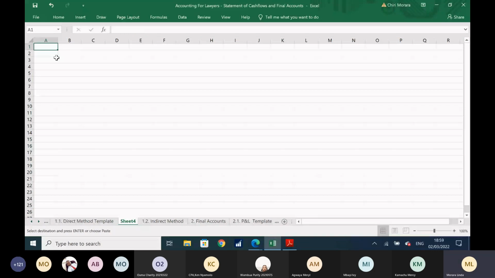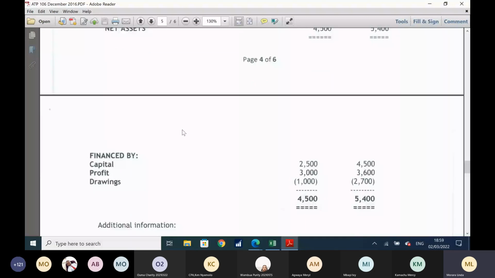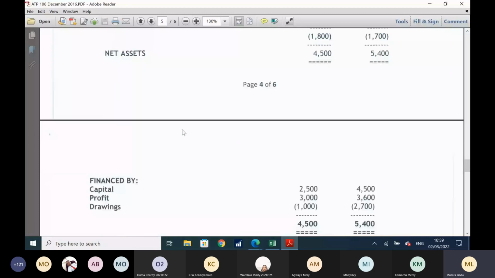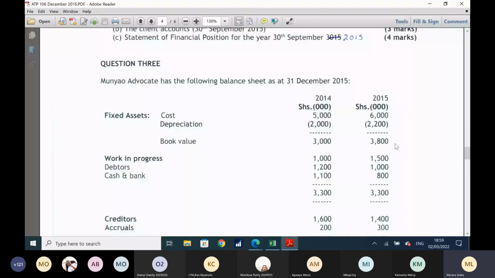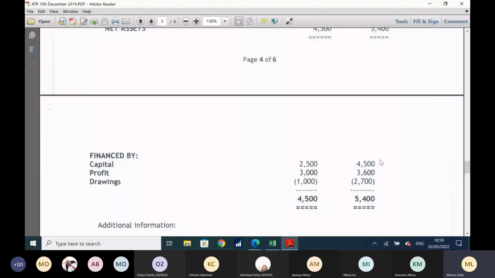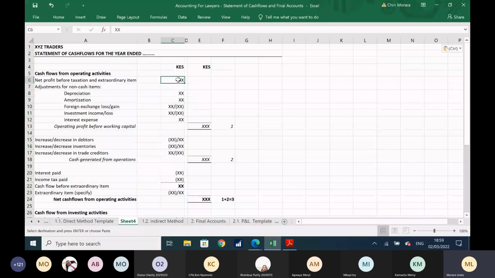Okay, so you will remember that when we did our balance sheet, our net profit was going to the retained earnings, which is what these ones are calling the profit, right? And we are doing it as at 31st of December 2015. This is the column of 2015. So it means our net profit for that year was 3,600 bob. So let me take that there, 3,600.